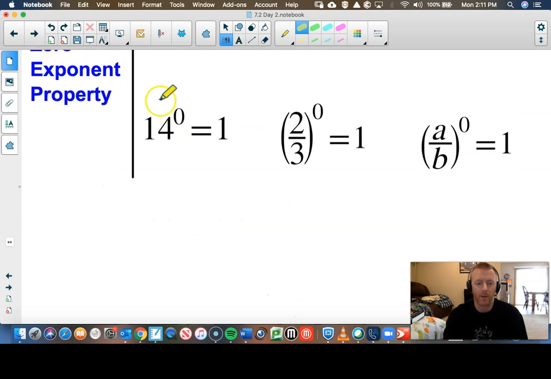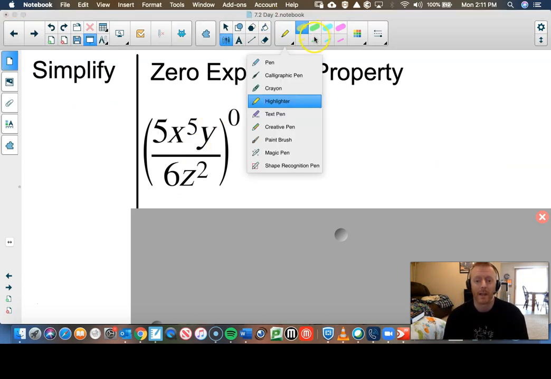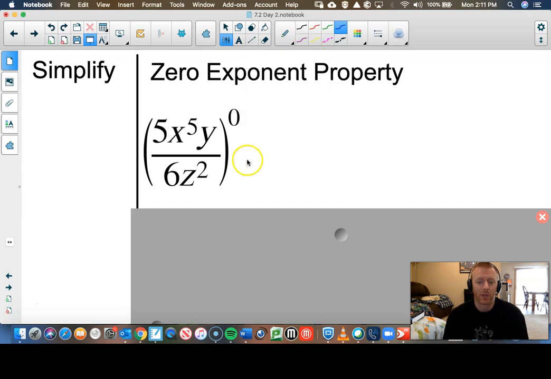So no matter if it's a 14, if it's a fraction to the 0 power, or if you got letters to the 0 power, the answer is 100% of the time always 1. So let's see what that looks like. It looks like this, like absolute beautifulness. Everything in here is to the 0 power, so the answer is 1. Now that is your most favorite kind of problem.